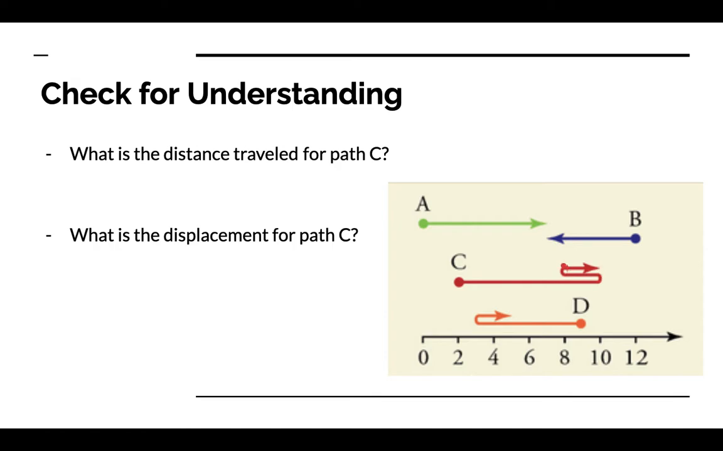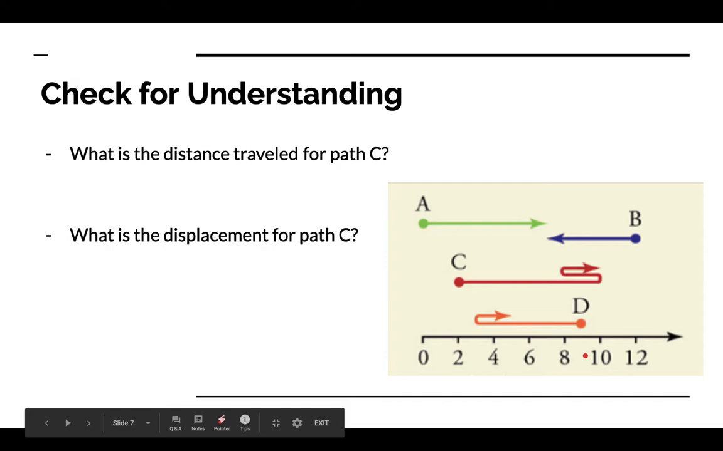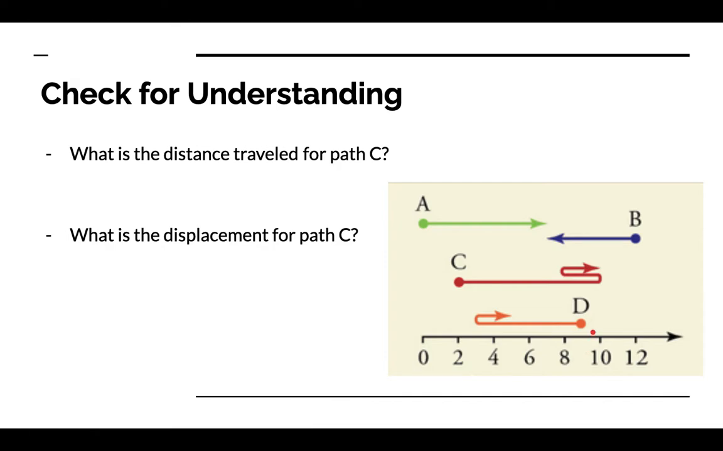From 10 to 8, path C has traveled a distance of 2. And then from 8 to 10, path C has traveled another distance of 2. So the overall distance traveled for path C is going to be 12. Okay? The displacement for path C, however, is going to be the difference, aka the change, from our initial position to our final position.